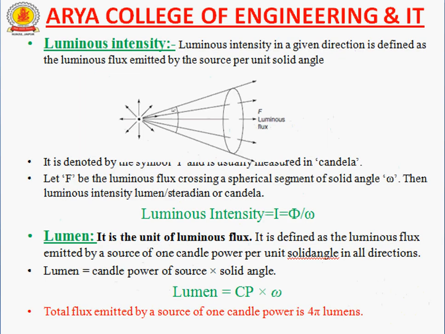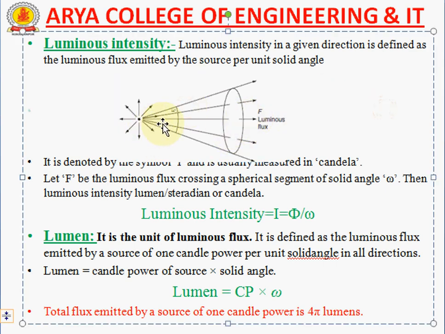Now next term is luminous intensity. Luminous intensity in a given direction is defined as the luminous flux emitted by the source per unit solid angle. So we can say that there is the flux, generally denoted by a symbol, and its unit is candela. Let phi be the luminous flux. So we can say that the luminous intensity I equals phi upon omega.